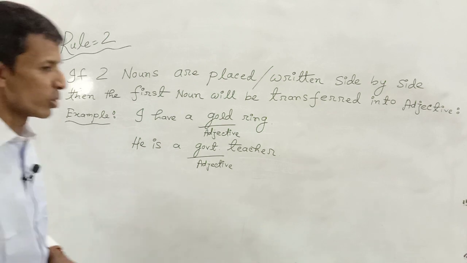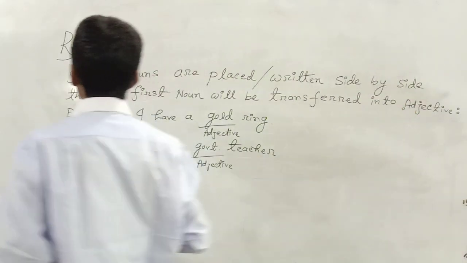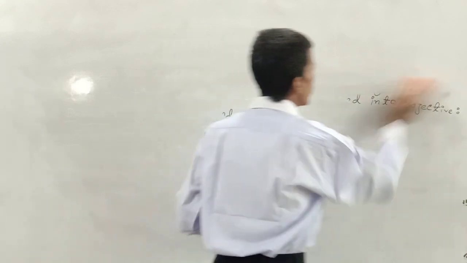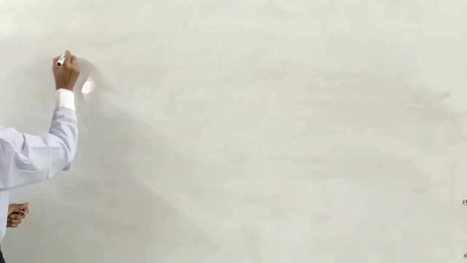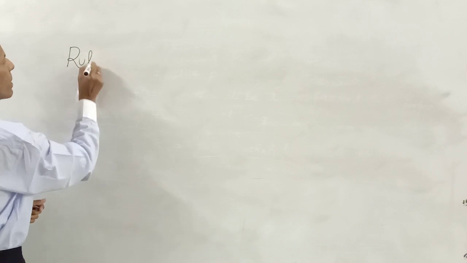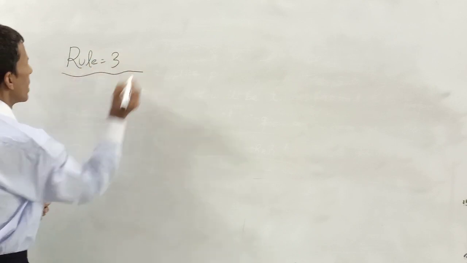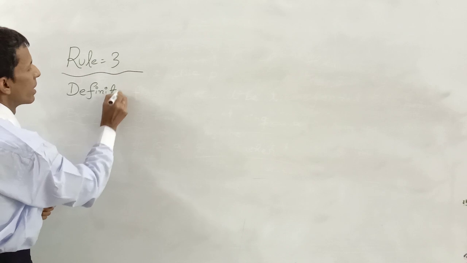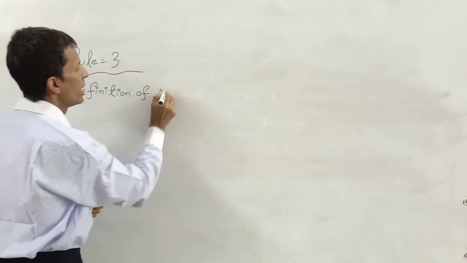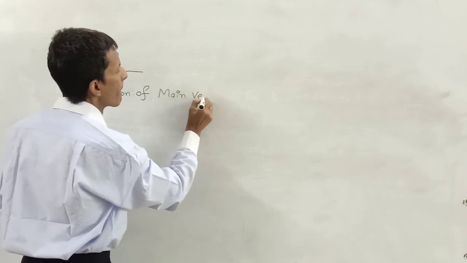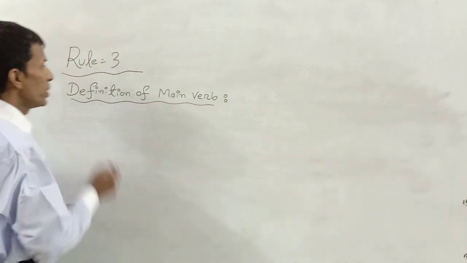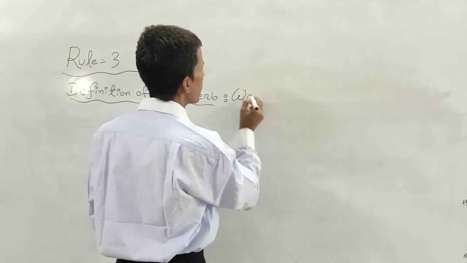Now I am going to start rule 3. Noun, pronoun, adjective and verb. In rule 3 you are going to learn the using of main verb. Definition of main verb. The definition of main verb is that words of doing is called verb.